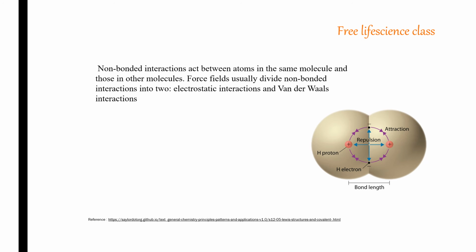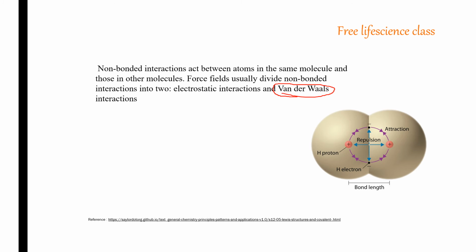And you can see in this picture the repulsion occurring between two atoms when they come closer. Non-bonded interactions act between atoms in the same molecule and those in other molecules. Force fields usually divide non-bonded interactions into two: electrostatic interaction and van der Waals interaction. In this question, it is asked for van der Waals interaction, and therefore dipole-dipole repulsion is the result. So A describes the dipole-dipole repulsion.